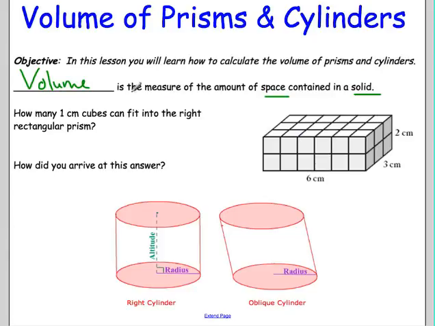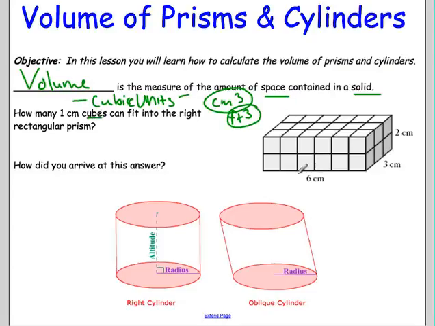We measure things in cubic units, so the units are going to be cubic. So we just say these are cubic units, such as centimeters cubed or feet cubed. We pronounce this cubic feet and cubic centimeters. These are going to be the units that we use.